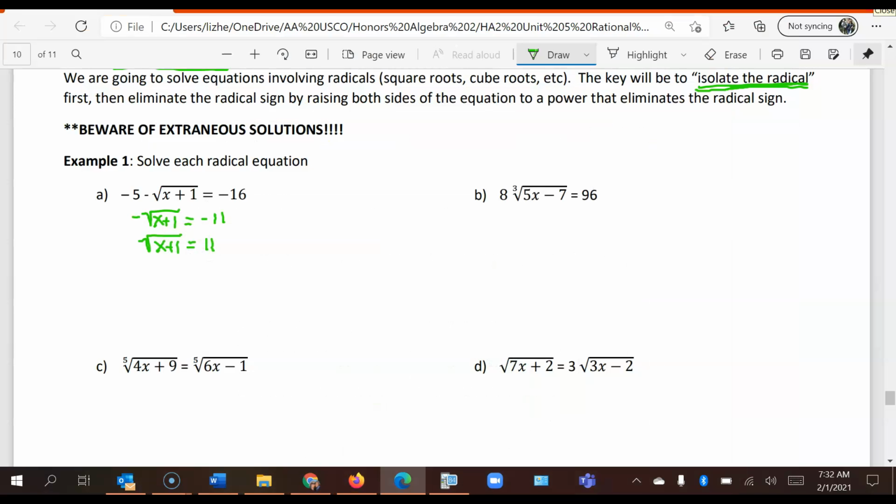Now I'm going to square both sides. And you've done this before, of course. So x plus 1 equals 11 squared, which is 121. Subtract 1, and x equals 120.